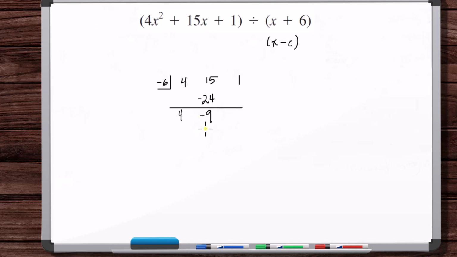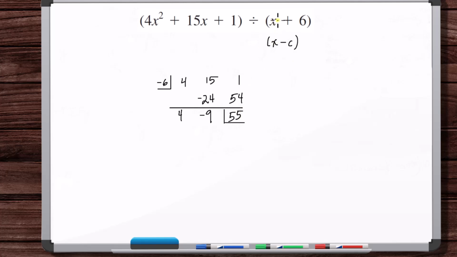Okay, multiply this by this. That's positive 54. Put that here. Now you add these two, and then you put that result, and you put a box here. We could have put that box beforehand. Okay, and so the way you look at this is these are the coefficients of the quotient, and this is the remainder.